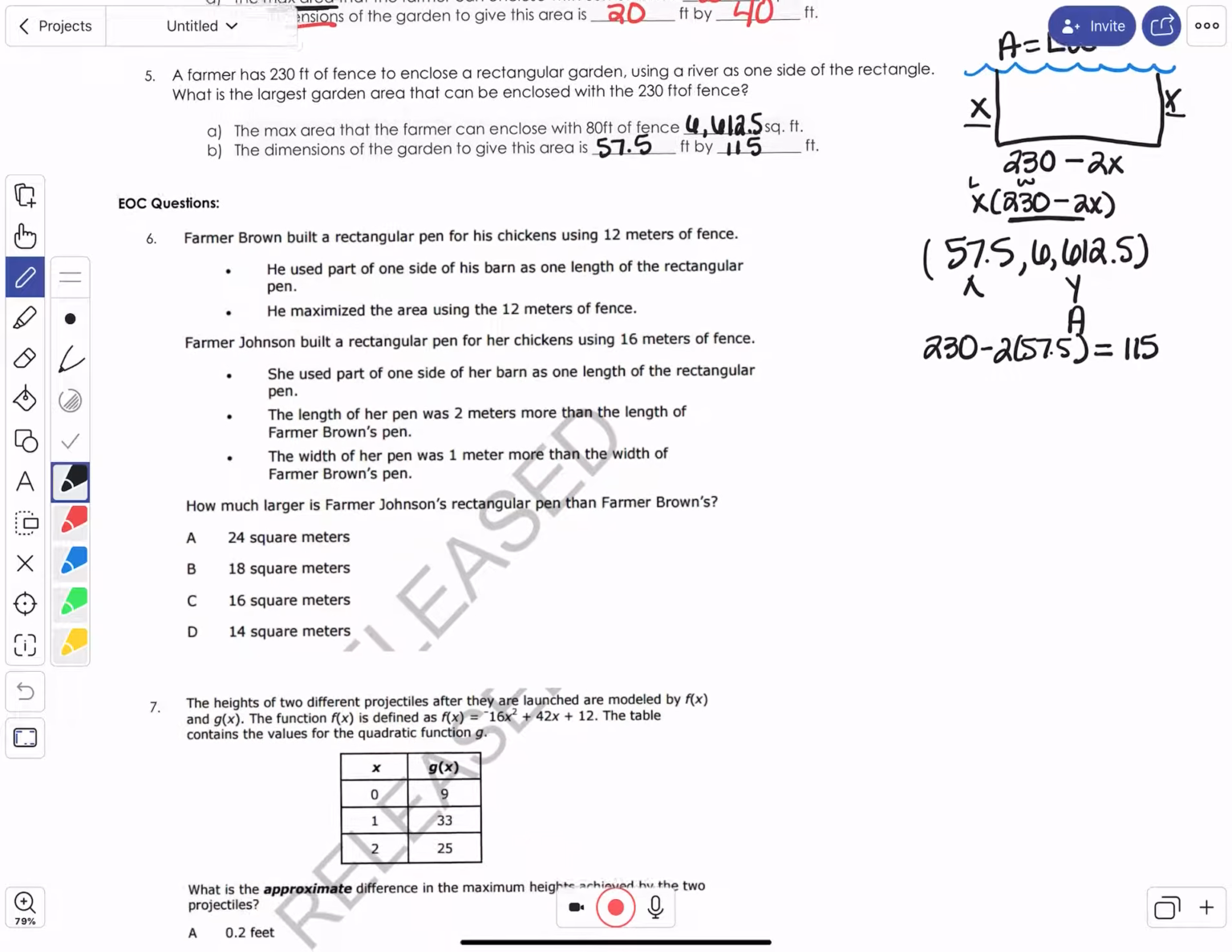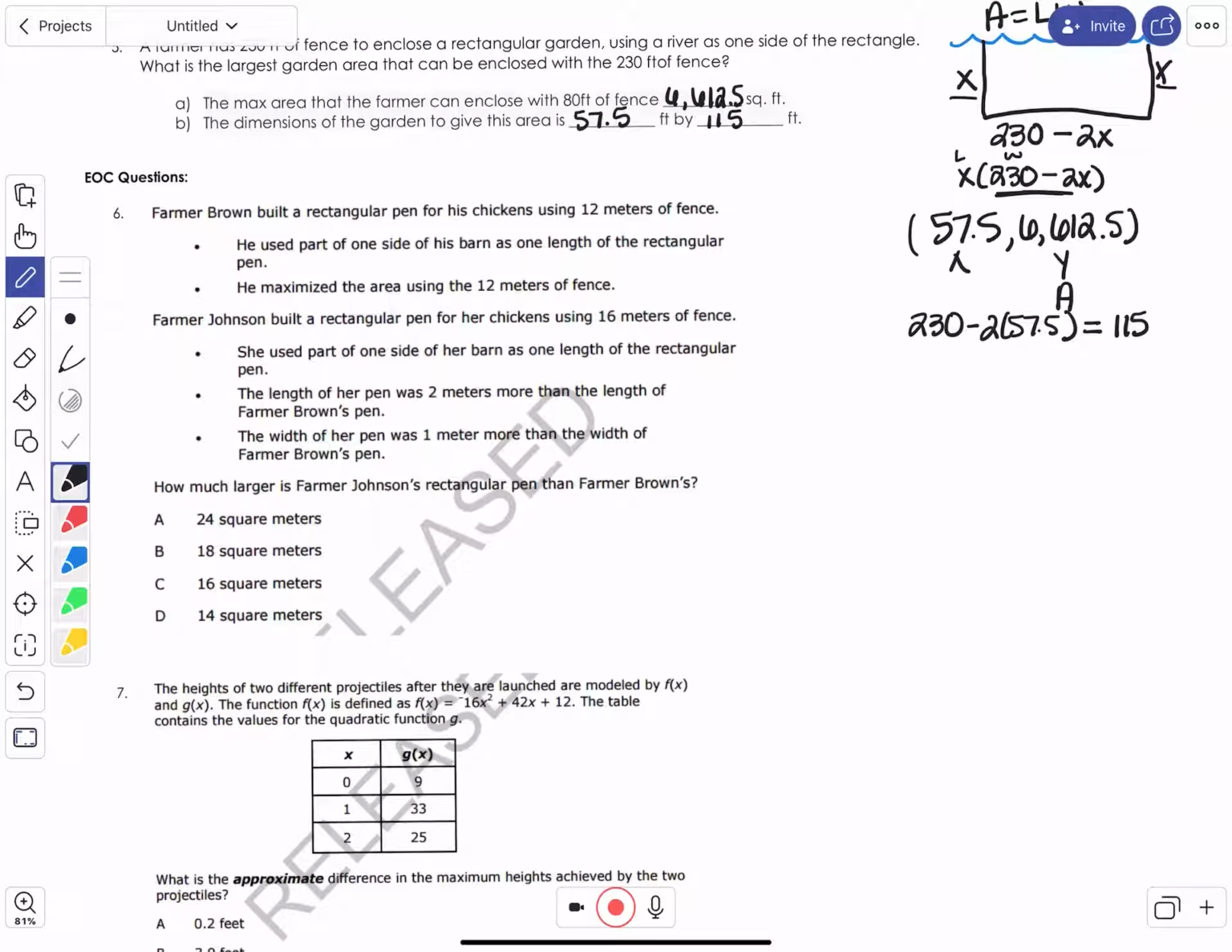Okay. The next one, very, very similar. Okay, but it's a two-part question. So Farmer Brown built a rectangular pen for his chickens using 12 meters of fence. He used one part of one side of his barn as one length of the rectangular pen. He maximized the area using 12 meters of fence. Okay, so this is the first part of our question.